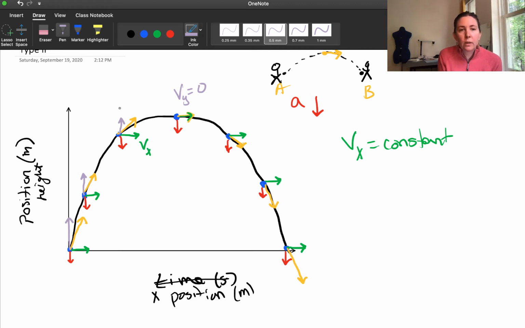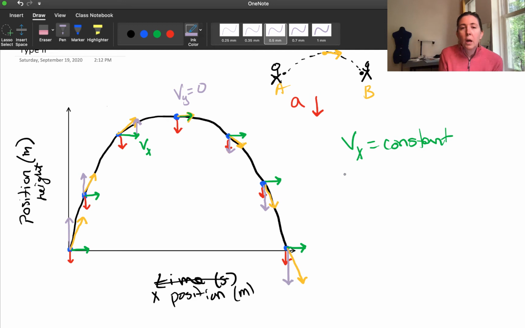Now I can draw these y components of the velocity on this side, or I could have drawn them here to create the whole triangle of my components. So the velocity in the y direction will get bigger and bigger as it travels down, down, down.